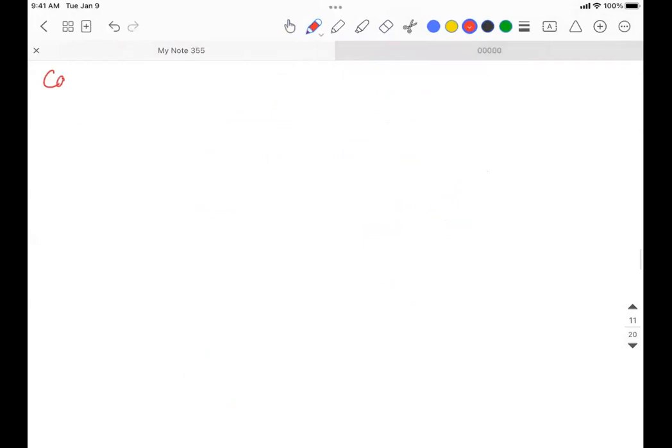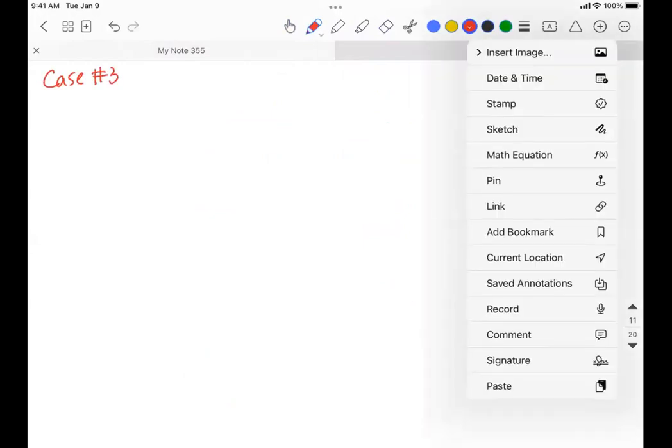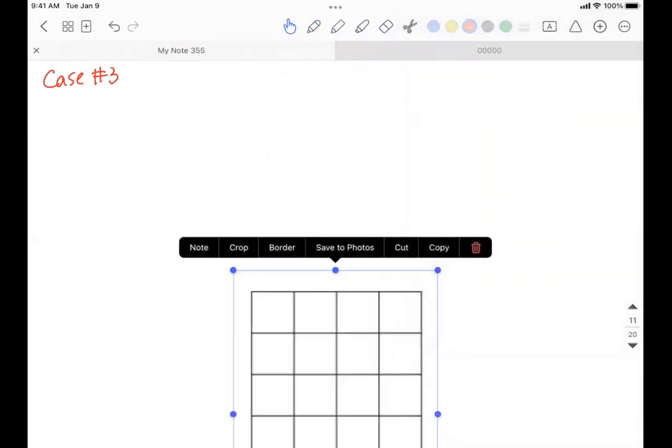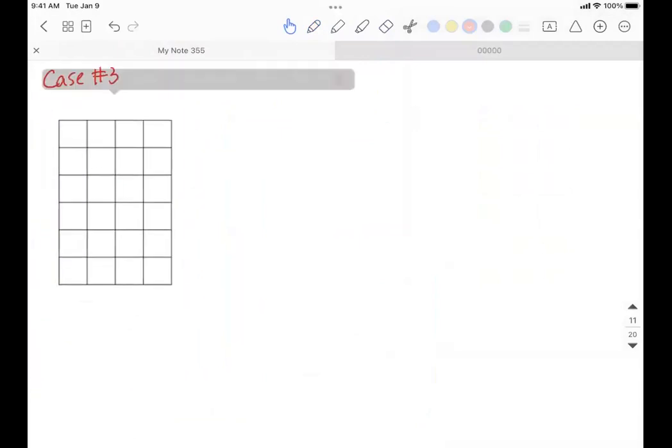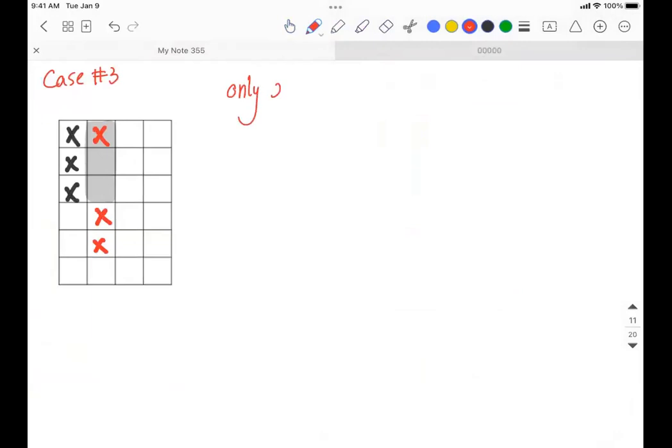Case number 3 will be only 1 superpositioning. Only 1 superposition. And that means what? My first is going to be here. My second, here, there's only 1 superposition. I'm going to give an example maybe here. And then 2 of them not superpositioning. So only 1 superpositioning, and 2 not superposition.